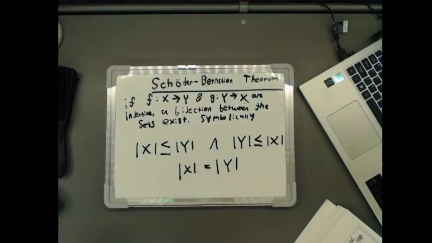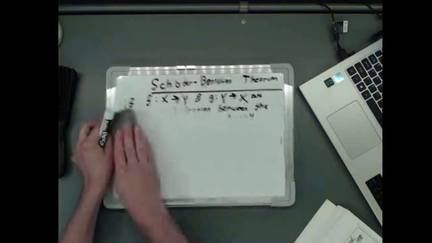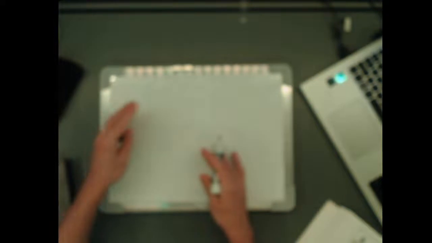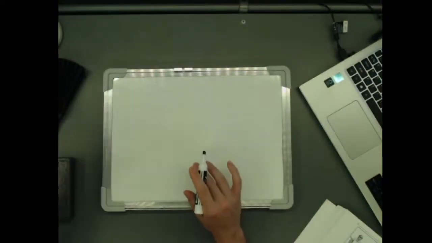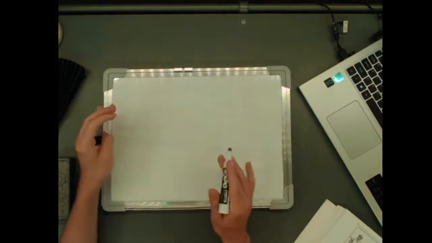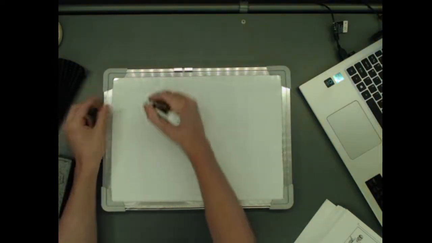Symbolically, it looks really easy, but actually proving it is going to be a little more difficult. So let's go on that. To start off, the Schroeder-Bernstein theorem works for infinite sets, which is why it's such a nice theorem to have. It works with sets of infinite size.